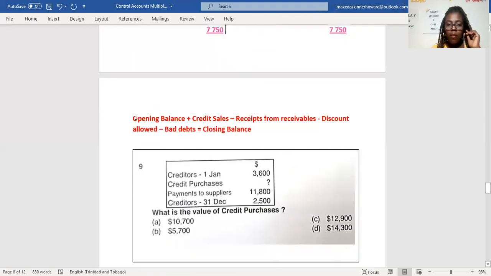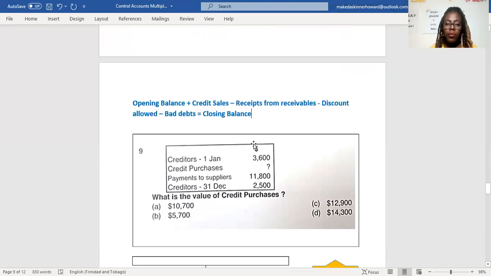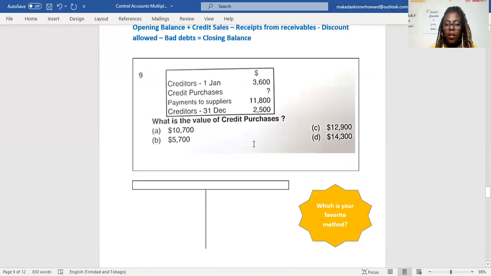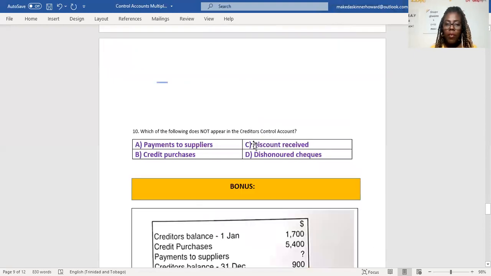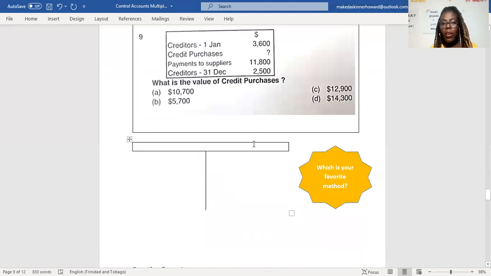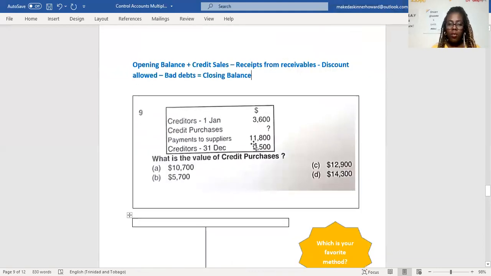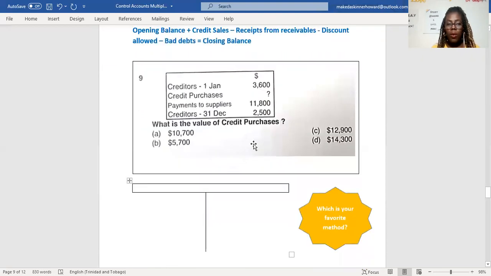Okay, and of course you could have used the equation. And we just have about 2 more to go. Let me know which is your favorite method to use in these kind of questions. Do you prefer to use the T account or do you prefer to use the equation?